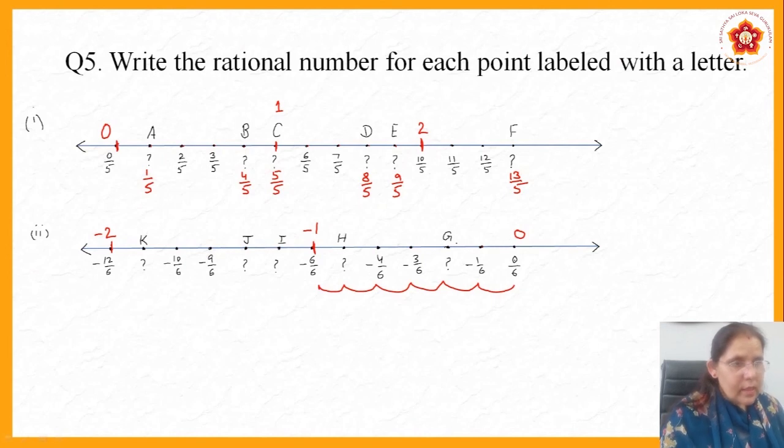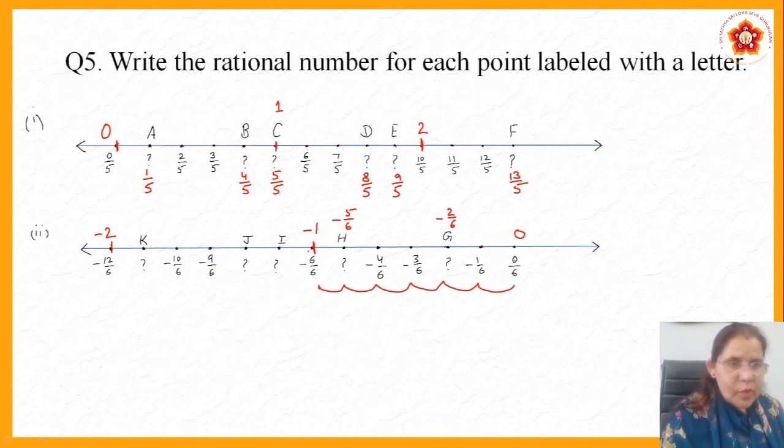So let's see what is the value of G. So first one was 0. Then we have minus 1 by 6. Next one would be minus 2 by 6. Then next is minus 3 by 6 given. Minus 4 by 6 is also given. H will be minus 5 upon 6.